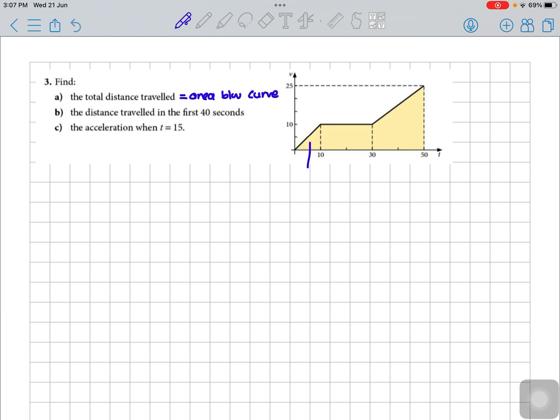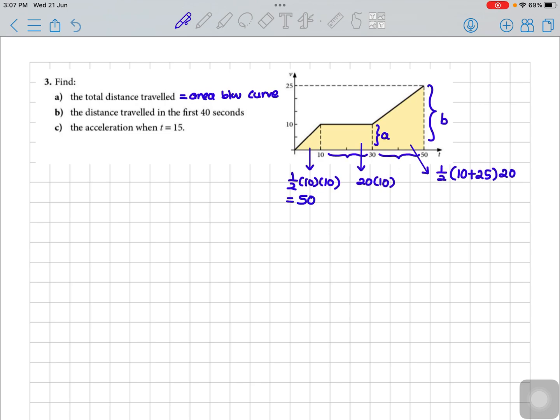This one is a triangle, so you can do half times base times height. And this is a rectangle, so your base is 20 and your height is 10. Where is the base? This part here. And this is a trapezium. So how do you find it for a trapezium? This one is your A, this one is your B. What's my A value? My A is 10 and my B value is 25, and the height, you see it in this direction, is 20.